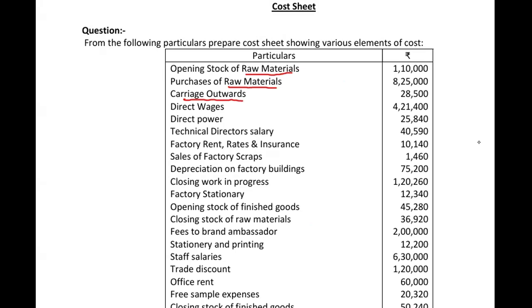So direct wages is given. Direct wages amount is 4,21,400. Let us draw the line so that the proper amount will be taken. Direct wages is how much? 4,21,400. It will be coming into the prime cost, the second part of the prime cost. There are three components of the prime cost: direct material, direct labor, and direct expenditure.